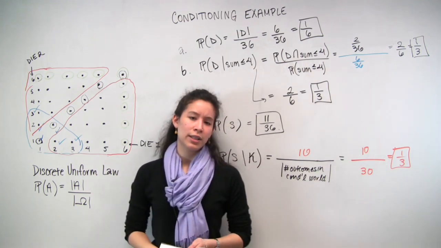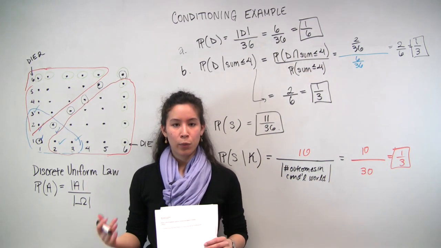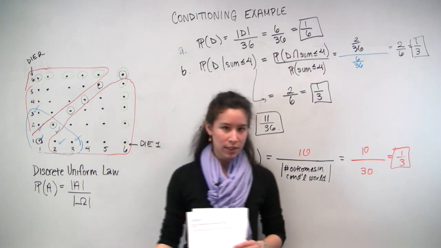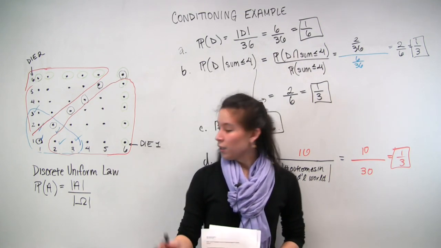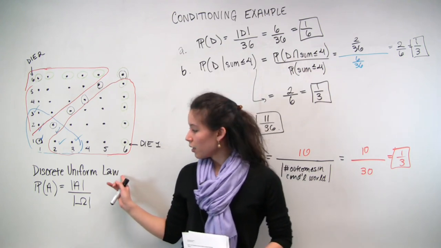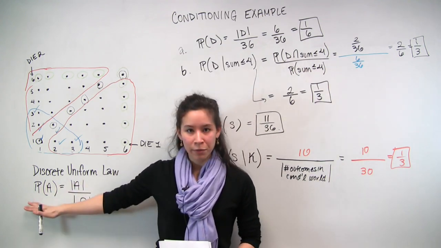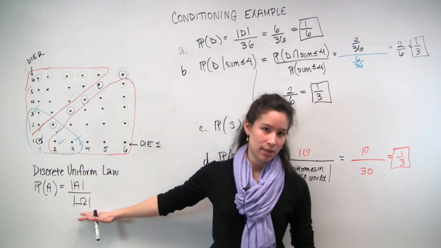And what are the important takeaways here for this problem? Well, one is that whenever you have a discrete sample space in which all of the outcomes are equally likely, you should think about using the discrete uniform law, because this law lets you reduce the problem from computing probabilities to just counting outcomes within events.